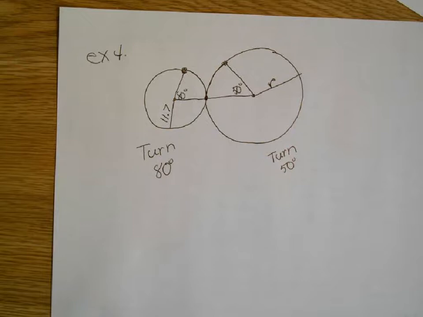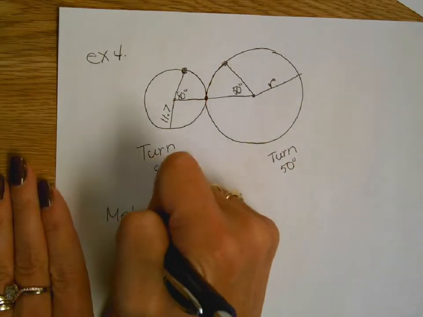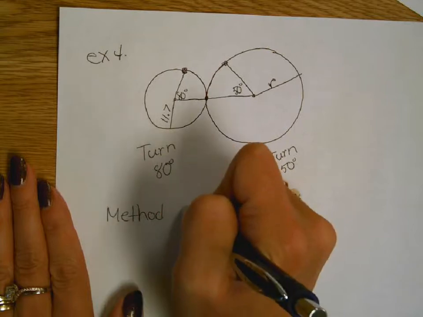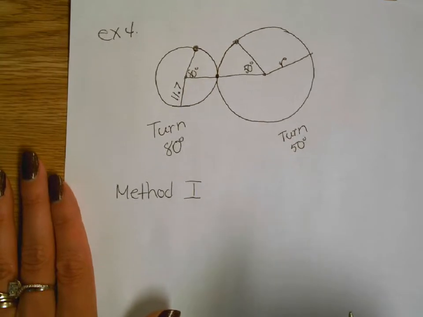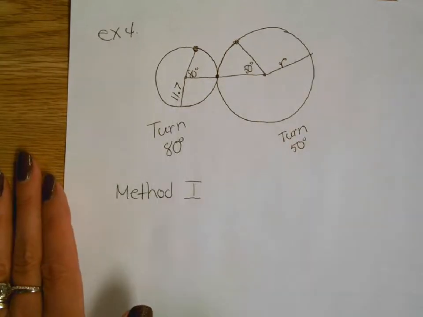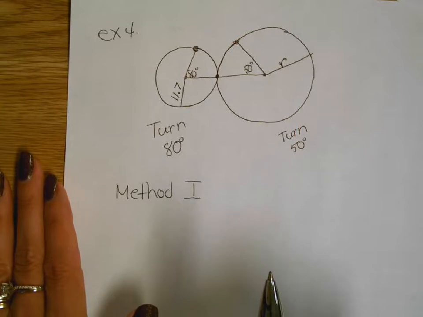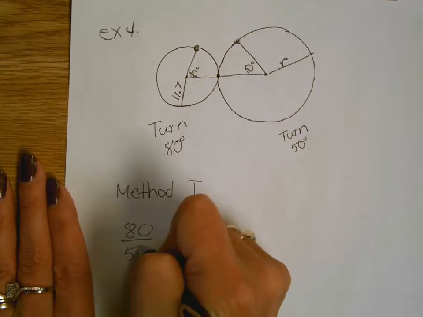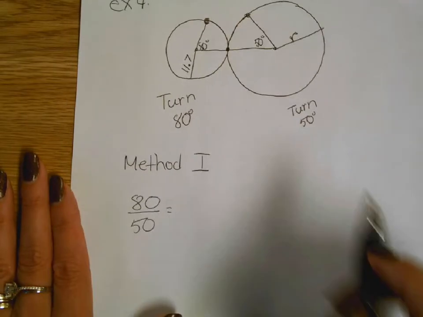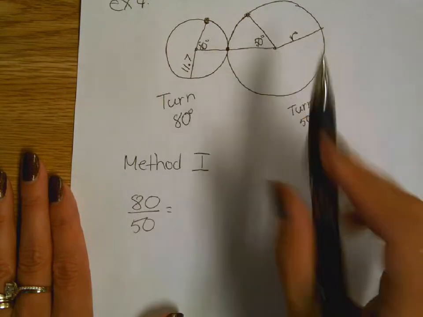Ben? Go 80 over 50, and then multiply that by 11.7. So you're doing proportions. Yeah, that will work. It's one way to do it. Like method 1. So he's thinking proportionally, and that will work on this. 80 over 50. So he went angle to angle, and he's going radius to radius.